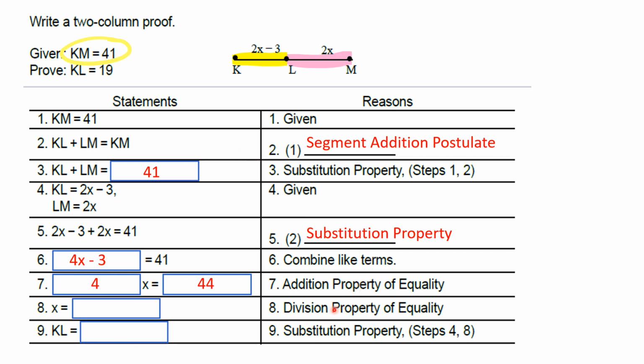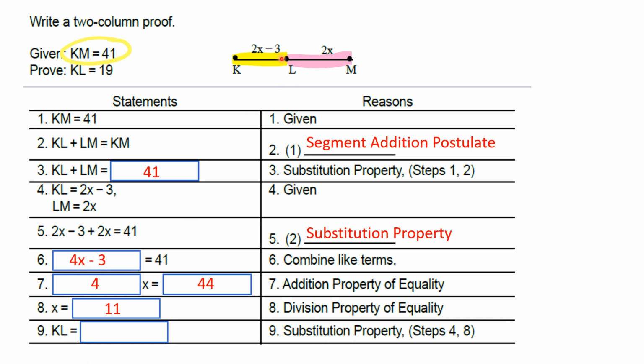All right, line 7 to line 8, we're supposed to use the division property of equality. So let's get x by itself by dividing by 4. If you divide both sides by 4, x is 11. It just so happened that x was 11 in both of those. It's kind of weird. And now we're supposed to find the value of KL by substituting in.